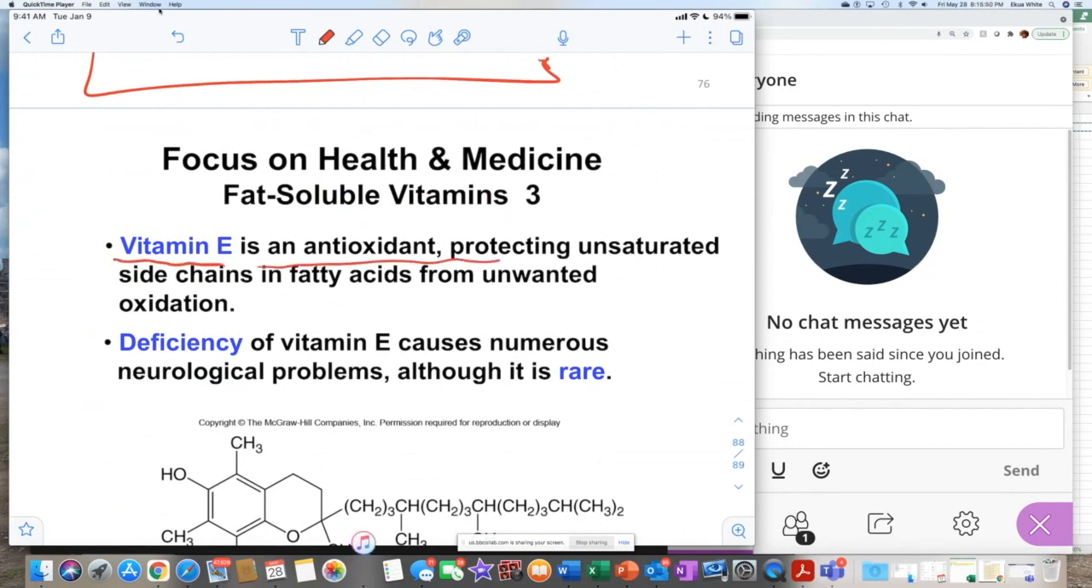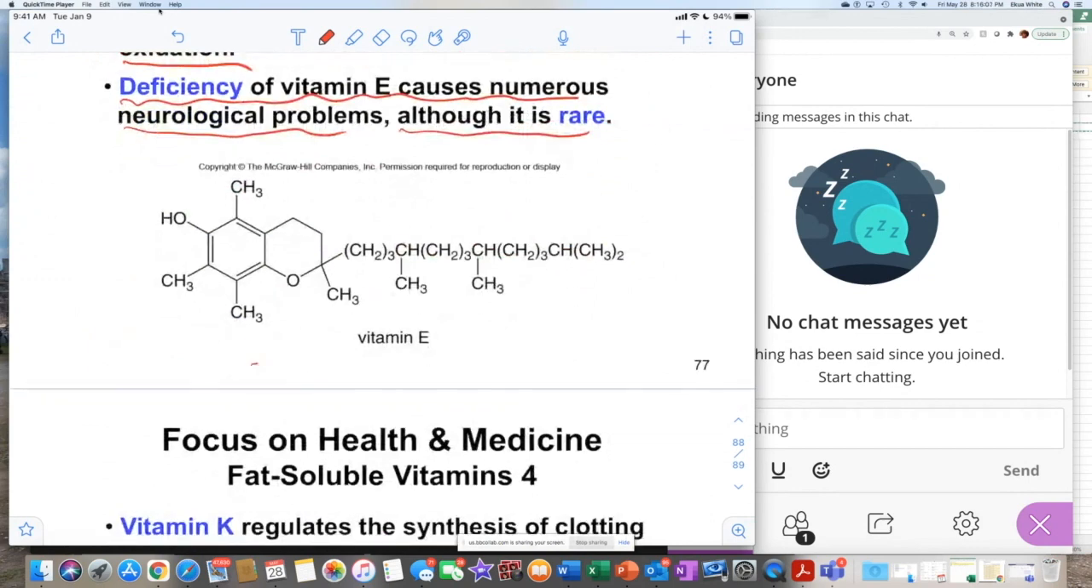Vitamin E is an antioxidant protecting unsaturated side chains and fatty acids from unwanted oxidation. Deficiency in vitamin E causes numerous neurological problems, although it is rare. This is vitamin E, also fat soluble and nonpolar.